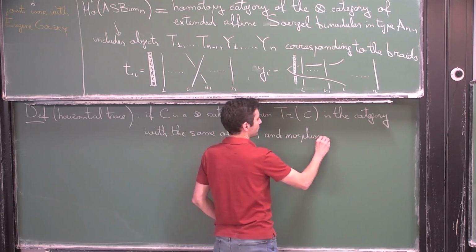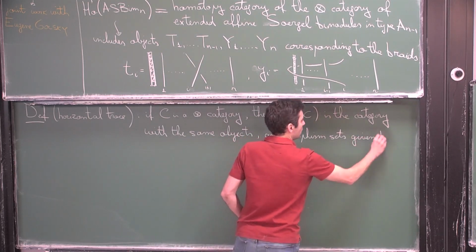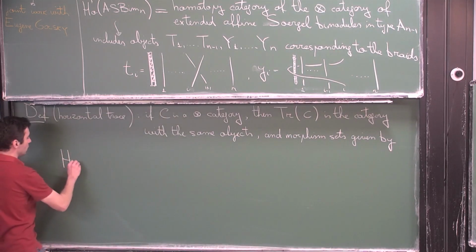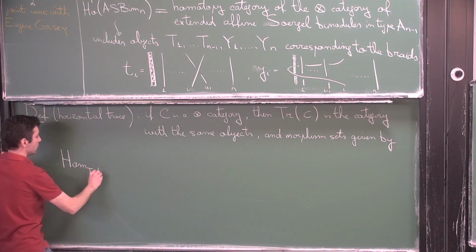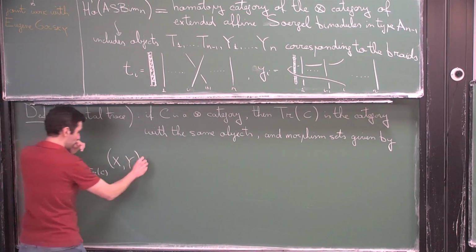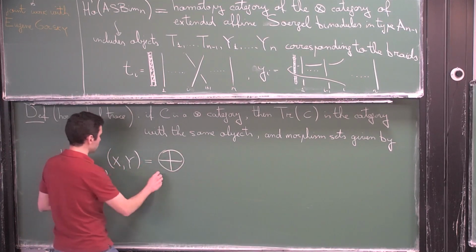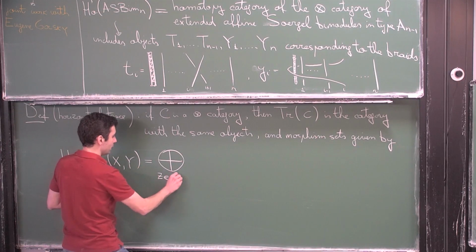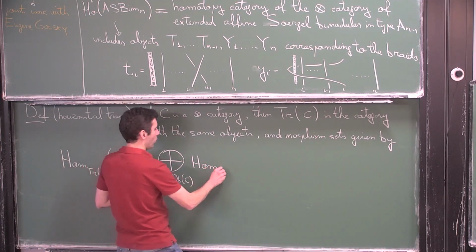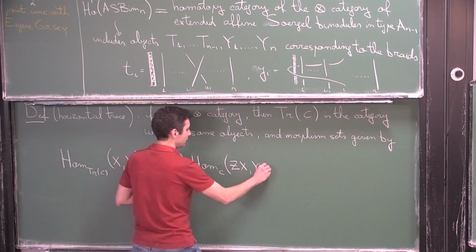Morphism sets are given by the following rule. So, Hom in C from X and Y, I mean these can be thought of as objects in the trace or in the category. The Hom space is the direct sum. I guess I'm implicitly assuming these categories are additive, but it's not a problem for us. So this is Hom inside C from ZX, YZ.